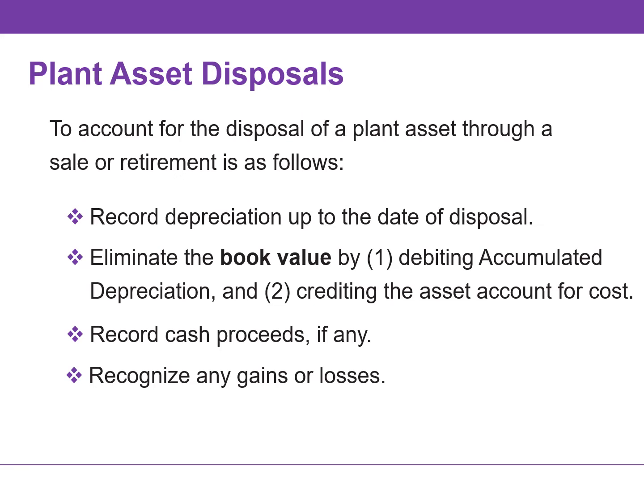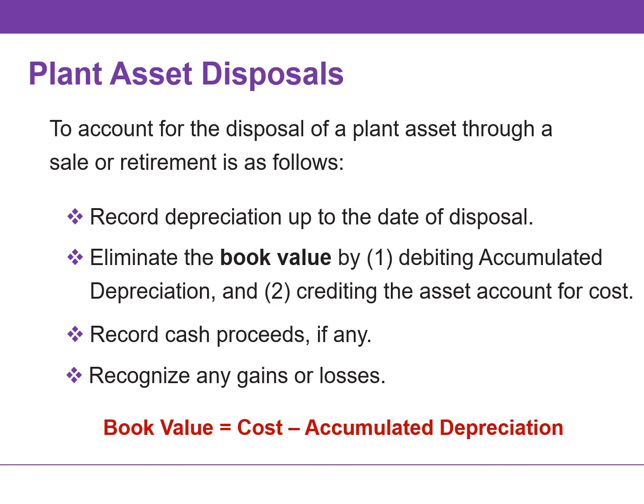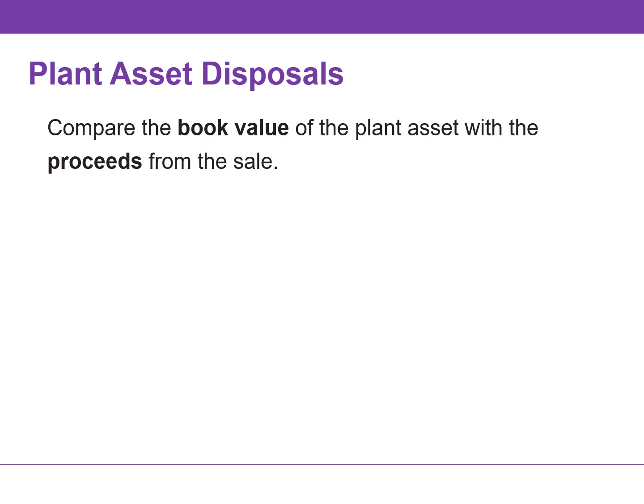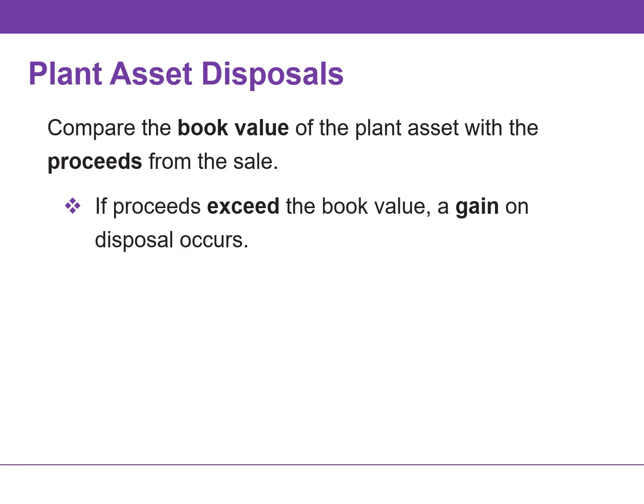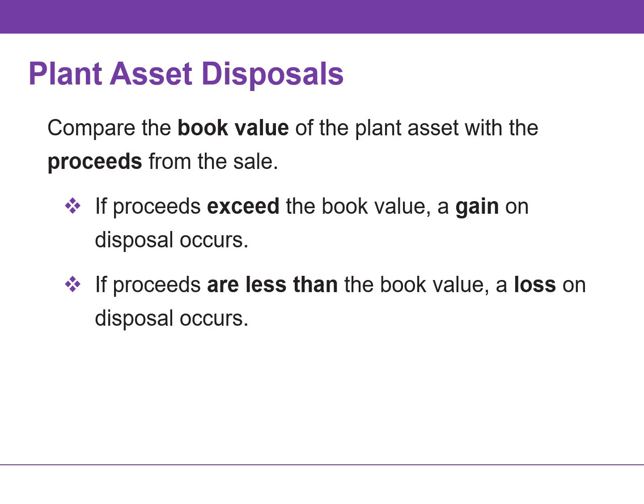The company must determine the book value of the plant asset at the time of disposal in order to determine the gain or loss. The book value is the difference between the cost of the plant asset and the accumulated depreciation to date. In a disposal by sale, the company compares the book value of the asset with the proceeds received from the sale. If the proceeds from the sale exceed the book value of the plant asset, a gain on disposal occurs. If, however, the proceeds from the sale are less than the book value, a loss on disposal occurs.